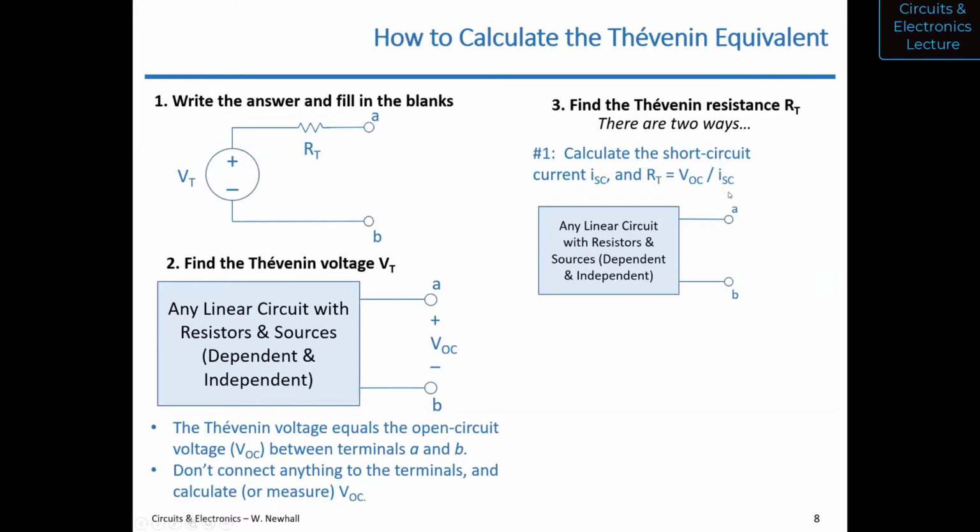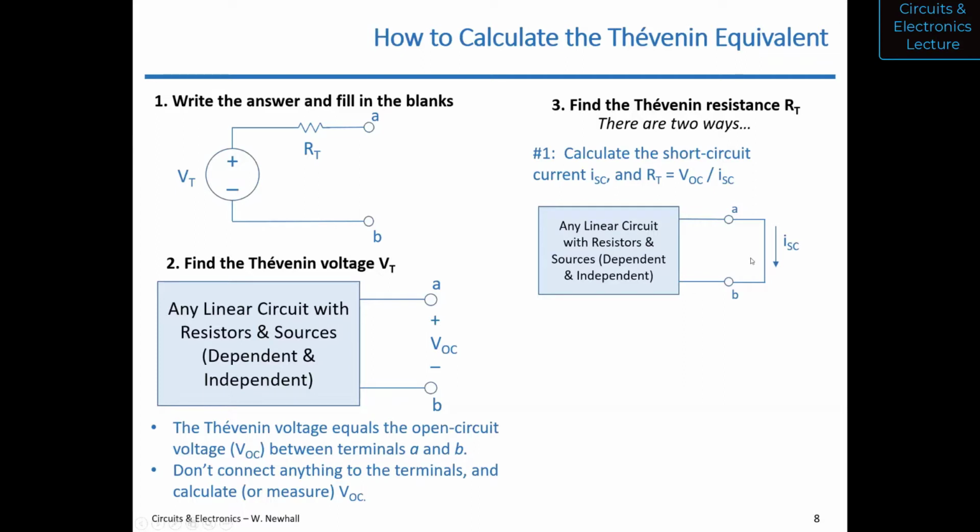The way to do that is to apply a short circuit, or a 0 ohm resistor, between A and B, between those two terminals. And then calculate ISC or measure ISC, right? So you draw out your circuit inside the box, you apply that short, you draw the arrow with ISC going from A to B and calculate it or measure it. So that method always works.